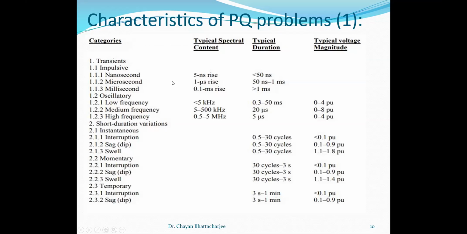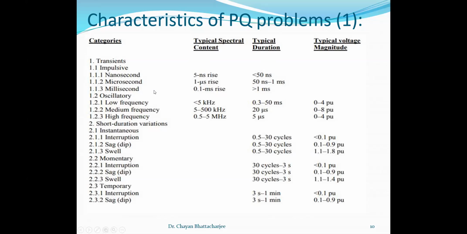You can see that the main categories are divided into subcategories, like transients divided into impulsive and oscillatory. Impulsive are further divided into three categories based on their duration. If the duration is less than 50 nanoseconds, it is nanosecond. If it is from 50 nanoseconds to 1 millisecond, it is microsecond. If the duration is greater than 1 millisecond, it is millisecond. And these are their typical spectral content, that means their rise times.